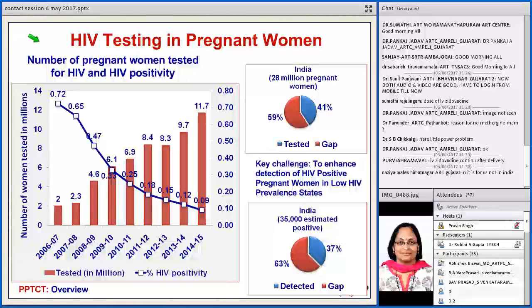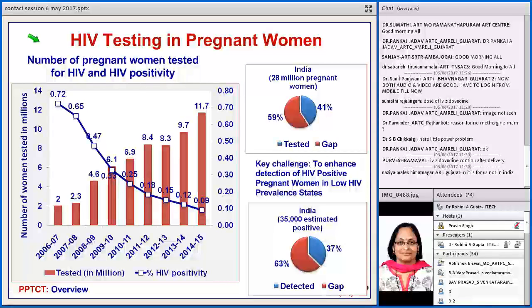The hurdle which we are finding in our country is HIV testing in pregnant women. But even this has shown a good response. The number of pregnant women tested for HIV has increased, and vis-a-vis, the positivity rate has come down, so this is a good sign. But still, there is a gap.